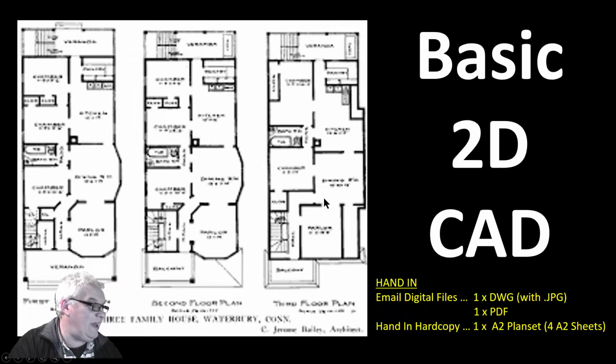Okay, so the 2D CAD, you should have finished this by now if you're following my time scale, and got that handed in. As I said, I went through this last week. You should have emailed the digital files to me, which consist of a DWG, perhaps with some JPEGs attached that the file might be looking for, and a PDF version. You're also handing in an A2 hard copy, which is 4 A2 sheets, printed in the CAD room at Wintec using the large format plotter or printer.